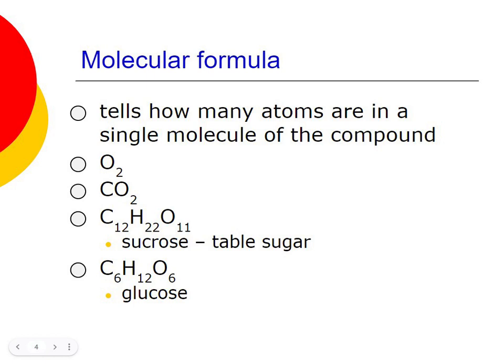A molecular formula is what tells us how many atoms are in a single molecule of the compound. So if we're looking at this O2, how many oxygens are in that O2 molecule? 2. What you are seeing is that number down underneath the element. Okay?